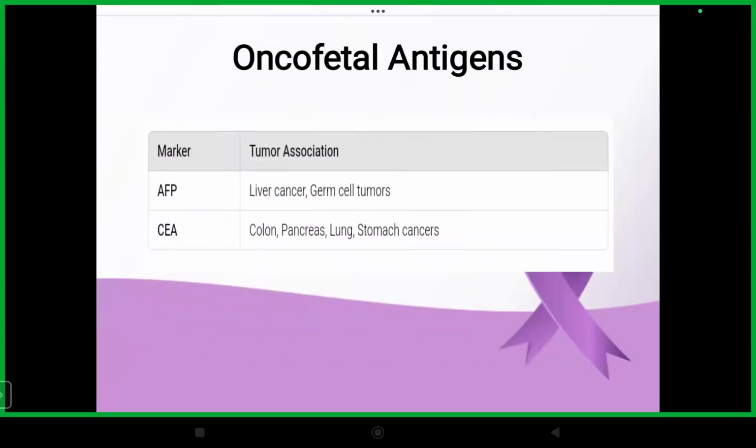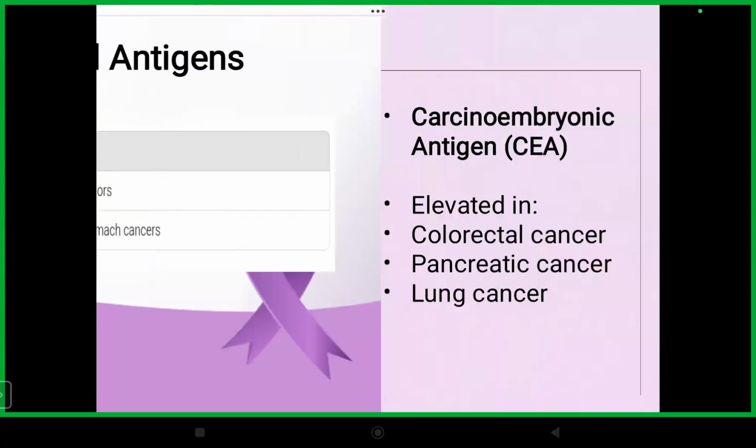Next, we have oncofetal antigens. They are normally present in our body during embryonal period, but they reappear in case of certain cancers. Examples for oncofetal antigens are alpha-fetoprotein, that is AFP, which is seen in liver cancer and germ cell tumors, and CEA, that is carcinoembryonic antigen, seen in colon cancer, pancreatic cancer, lung cancer, and stomach cancer. These are few examples for oncofetal antigens.